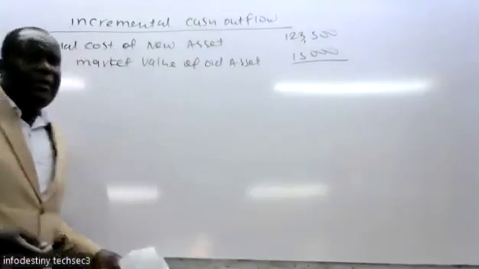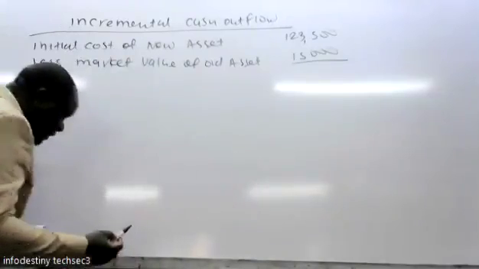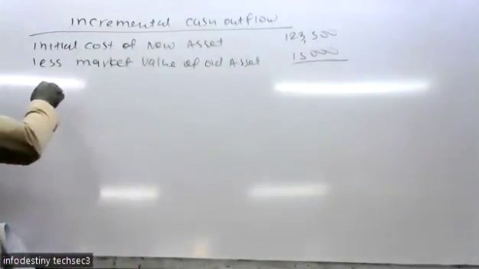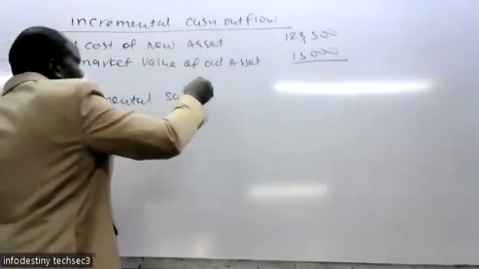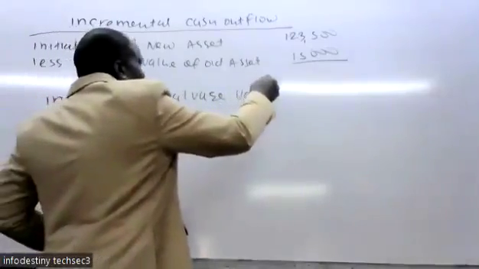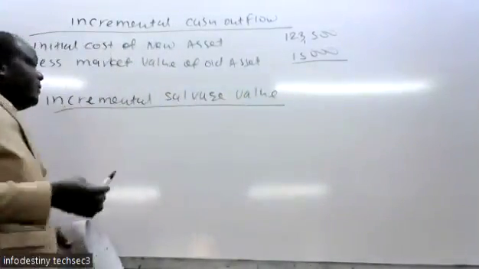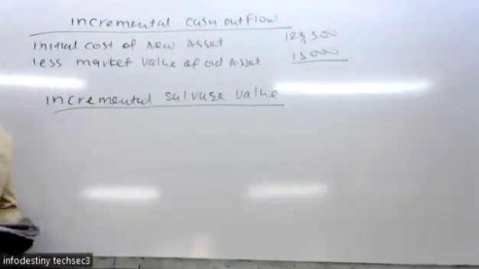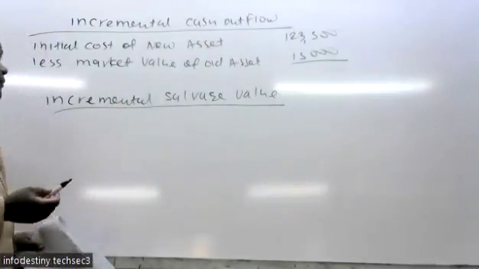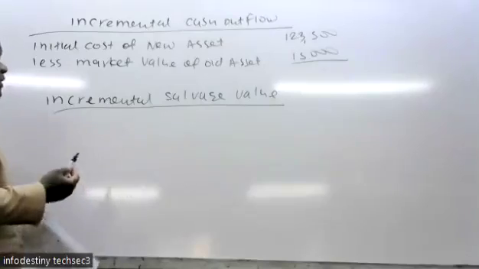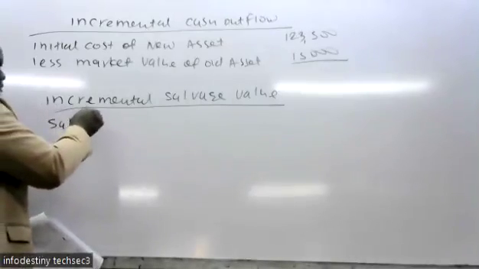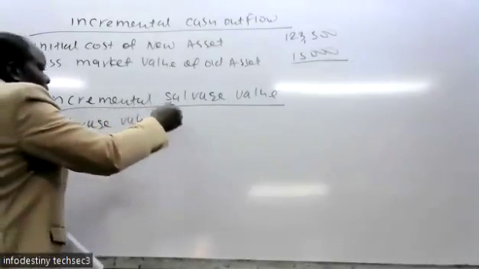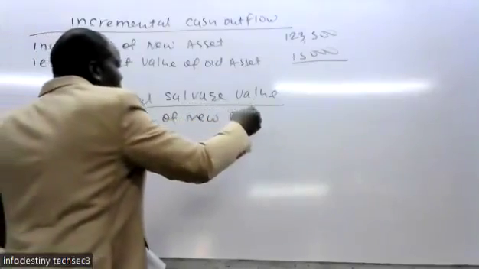We got the step number three, where we calculate the incremental salvage value. So to get the incremental salvage value, we start with the salvage value of the new asset.